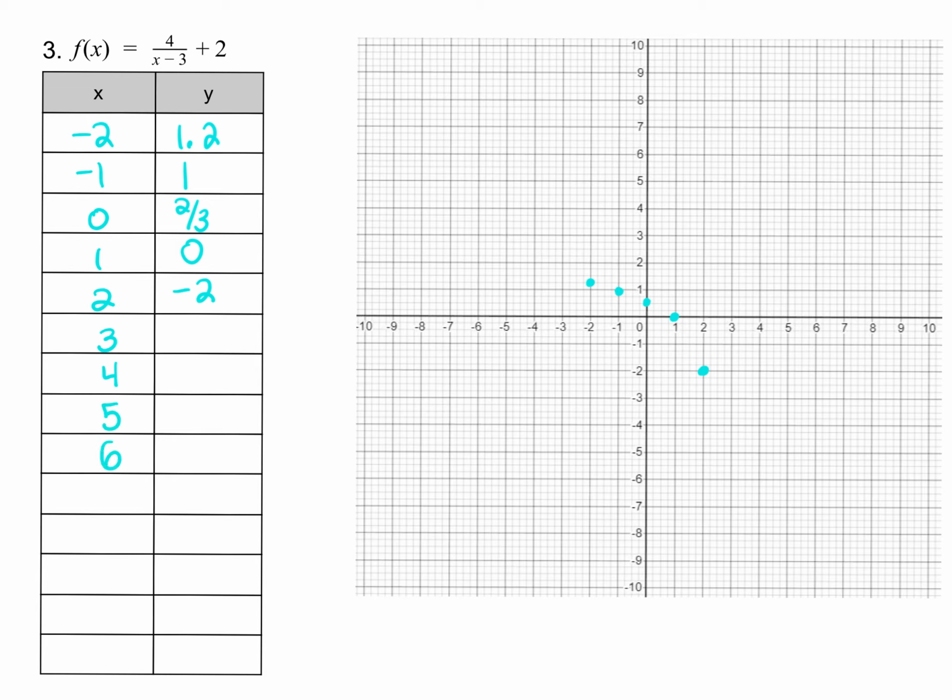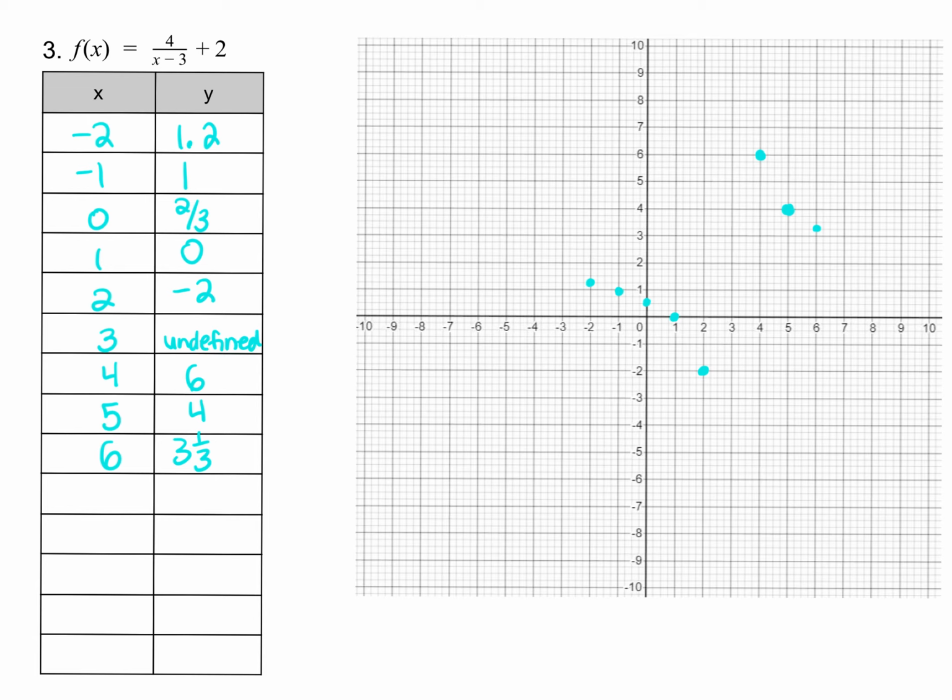So pause the video, and come back and see what you have when you're done. All right, so when I plug those in, I get 3 is undefined. I'm going to hold off on figuring out what that is for just a minute. I get 4 is 6. 5 is 4. And 6 is 3 1/3. Still not entirely sure what's going on, so let's try a few more.